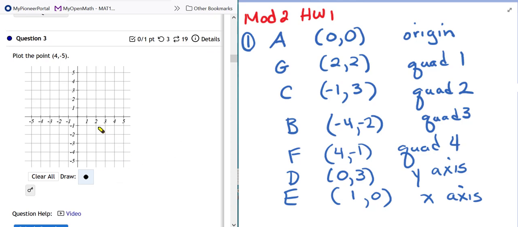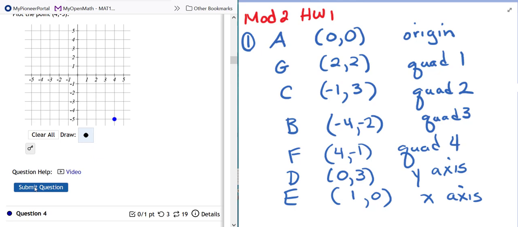We'll do one more. So 4, negative 5. So you click your point, start at 0, 0, do 4, and then you're going to go down 5, and submit.